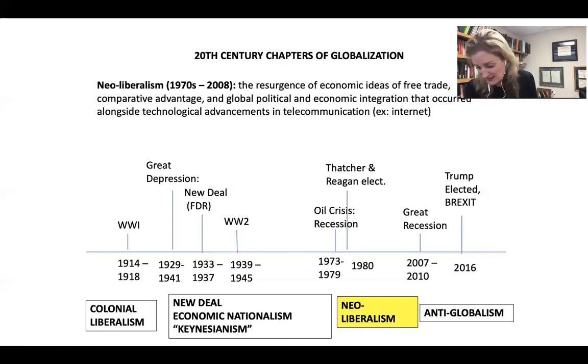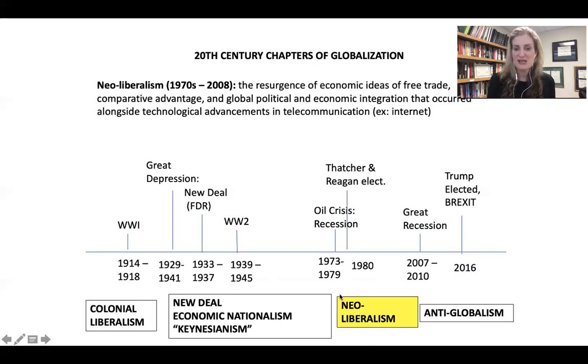And one of the ideas that I'm working on in this course, and I want you to understand, is that when we look at the history of the global economy, we see these chapters of colonial liberalism, the period of economic nationalism, what we're going to define also as Keynesianism today. We'll get there. This is different than the moment of neoliberalism. And then we have this current moment that we're in, where people are actually questioning the benefit and the hallmarks, the tenets of neoliberalism, right? Promoting free trade, that NAFTA is good for America. These ideas are being challenged.